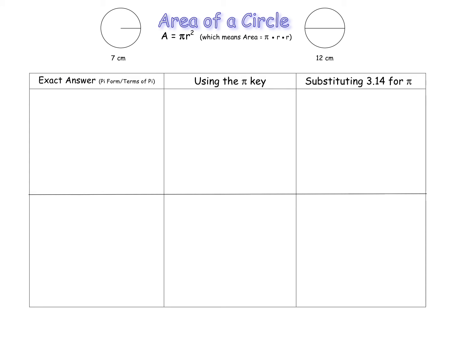So this is, you can see, a chart, and we're going to practice before we begin independent work. We're going to practice working with the circle, finding the area of the circle. And you can see there are three different versions of pi. So our formula, area equals pi r squared, means pi times r times r. And as mentioned, we're going to start here for today.